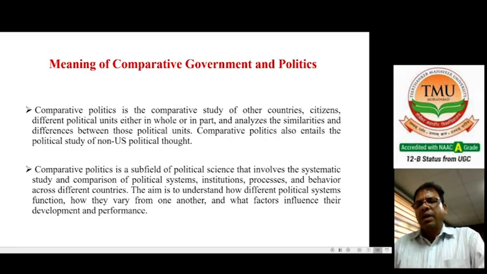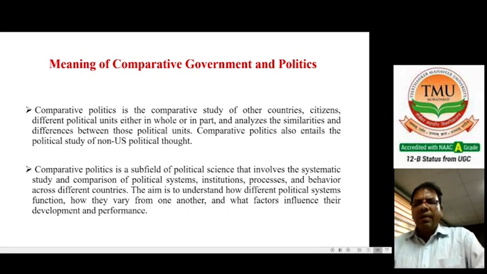In political science we study everything in a systematic manner. Whenever we study anything systematically, this is very important, as we may gain knowledge, or sometimes also need an innovative idea. In the comparison of political systems, we have different systems, institutions, processes, and behaviors across different countries. The main aim is to understand how different political systems function, how they vary from one another, and what factors influence their development and performance.